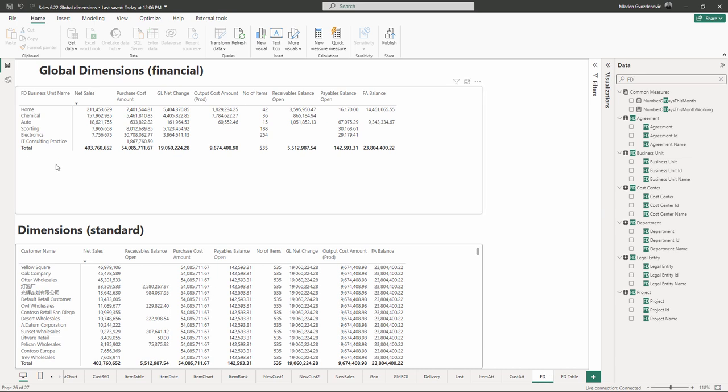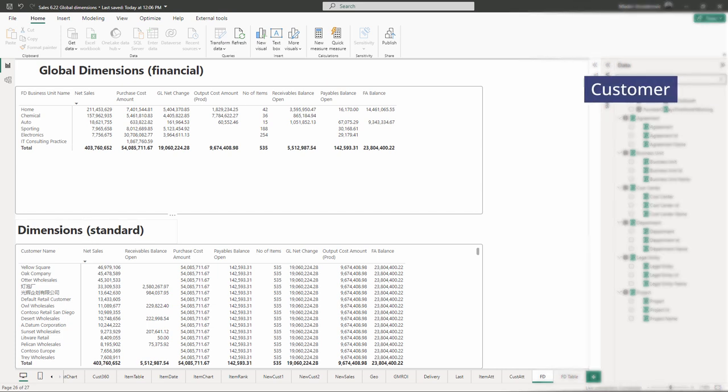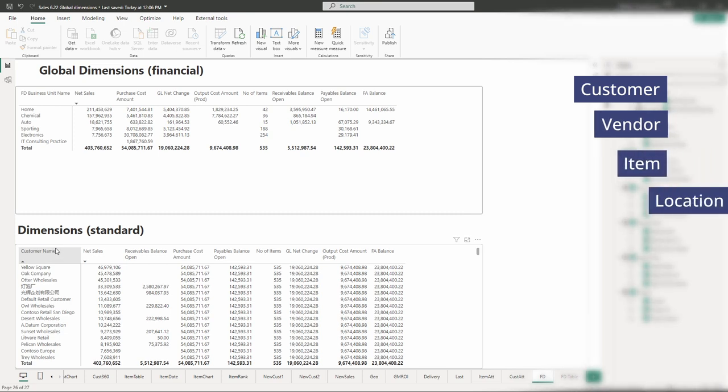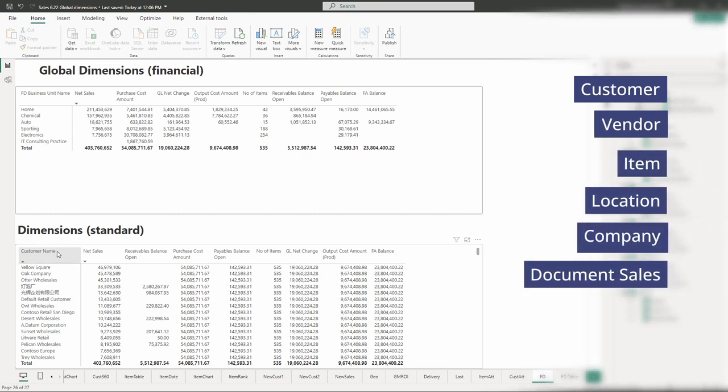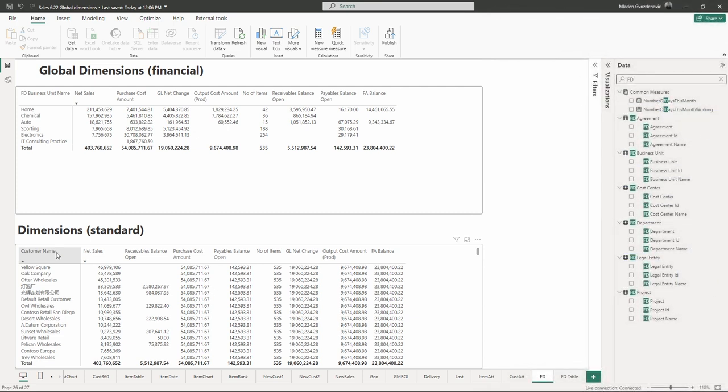Now, what are not financial dimensions are all the other dimensions, which we don't call standard dimensions, although they actually are standard, but just dimensions, like customer, vendor, item, location, company, document, sales, and so on. And they are connected to or contribute information only to a specific transactional table or business area. Like customer has information about the sales and receivables, but of course not in all other areas. So these are more limited. The global dimensions are more global.